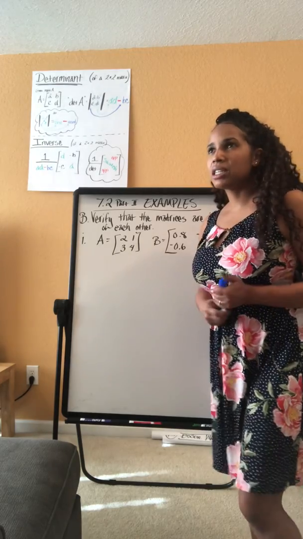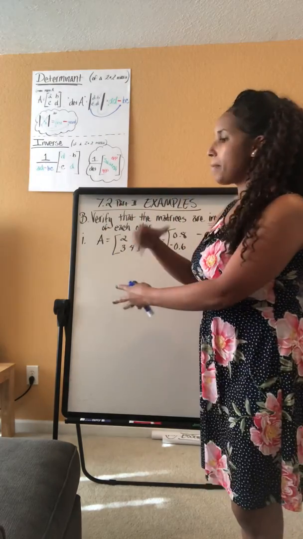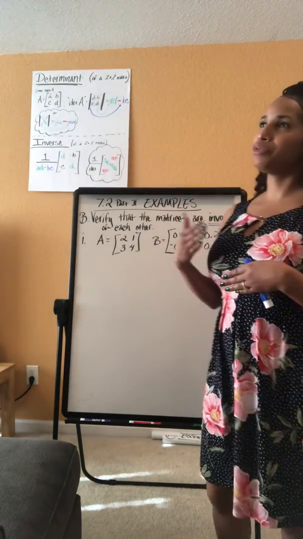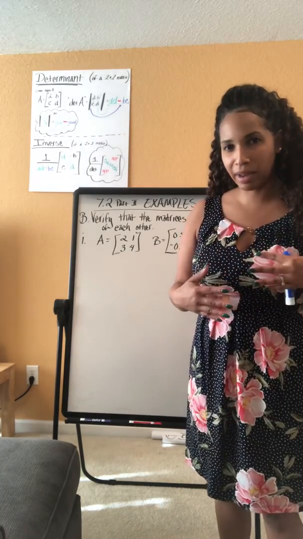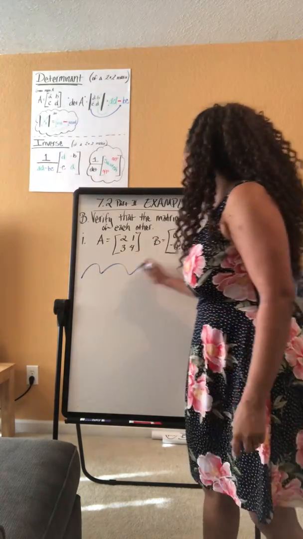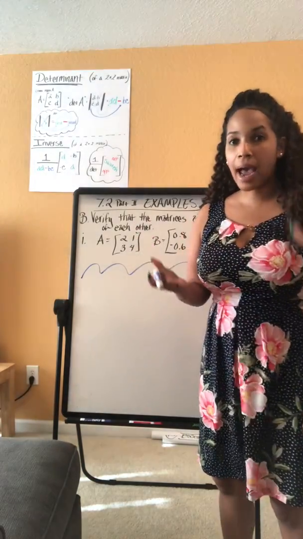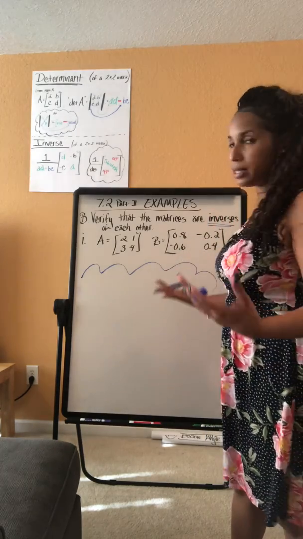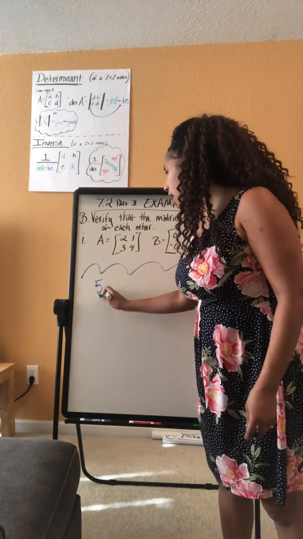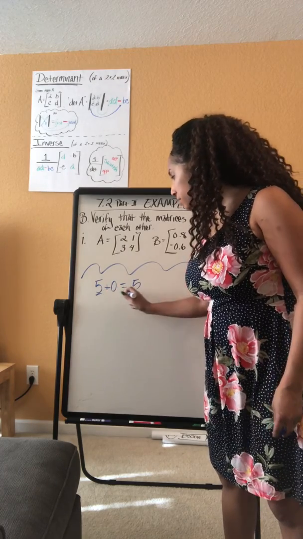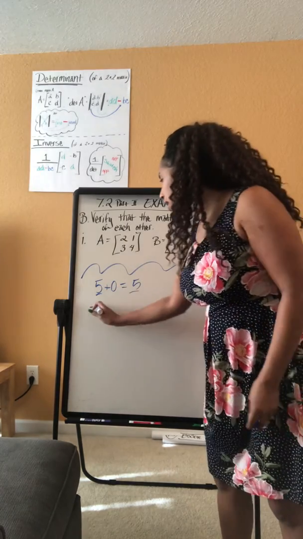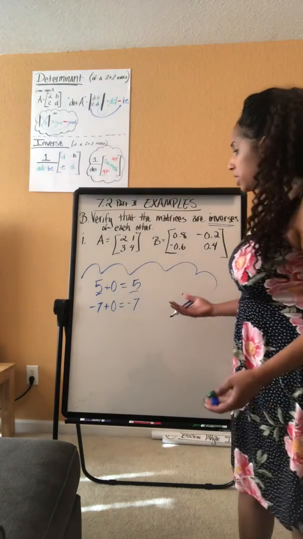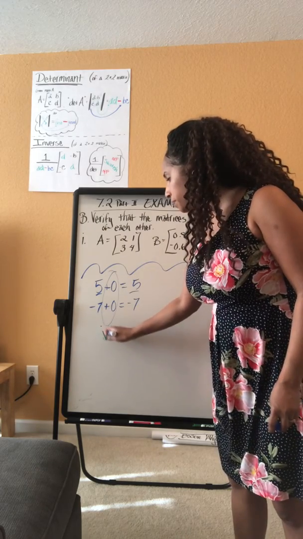So an inverse is what you can do to get back your identity. All right, and your identity is what you do to give you back what you started with. Okay, so if I was adding, the identity, the number that gives you back what you started with, is 0, right? If I had a 5 and added a 0, I still have 5. It kept its identity, right? Or if I had a -7 and I added a 0, I'm still going to have -7. It kept its identity. For addition, the identity is 0.